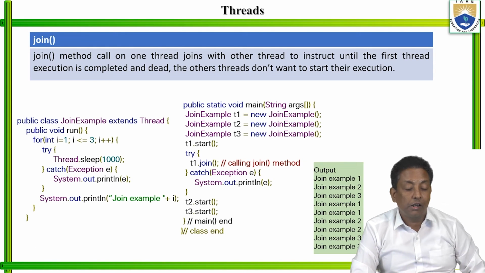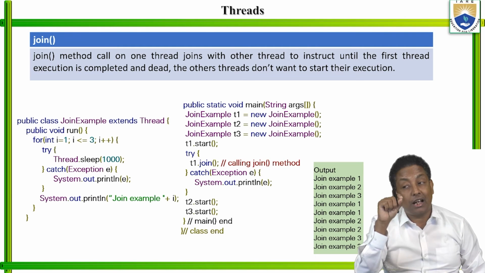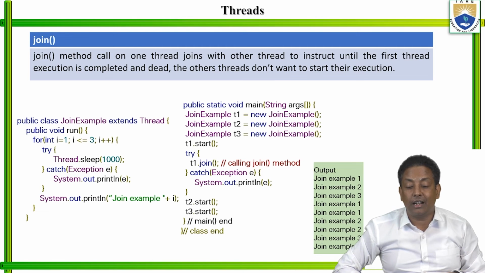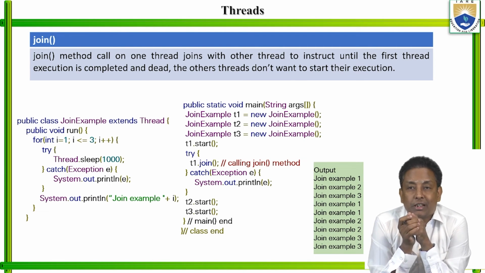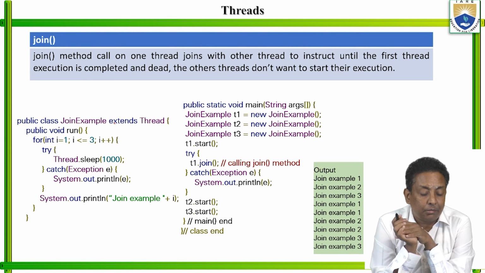Coming to join. The join method called on one thread joins with other threads to instruct that until the first thread's execution is completed and dead, the other threads don't start their execution. For example, here is one join example, a join thread example.